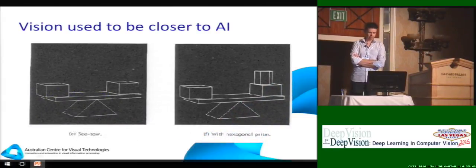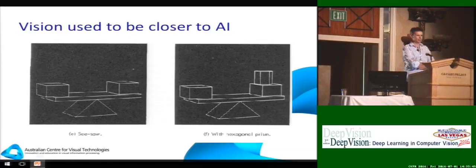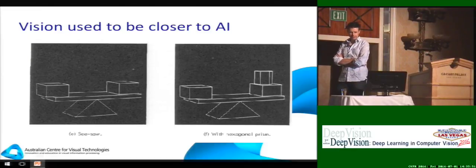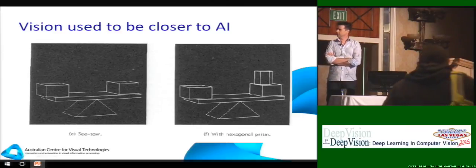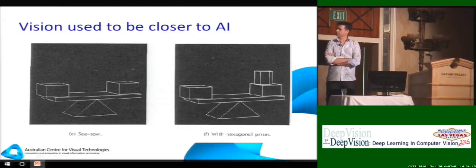Vision used to be a lot closer to AI, right? And we used to do a whole lot more AI as a field. This is a picture from a paper from the 60s, I think. There was all that great stuff in the 60s where people did line labeling and constraint satisfaction and tried to turn these line drawings into 3D things by solving these big constraint satisfaction problems. And the point of this paper was that having done that, you could then do some reasoning about whether or not that seesaw there was balanced.